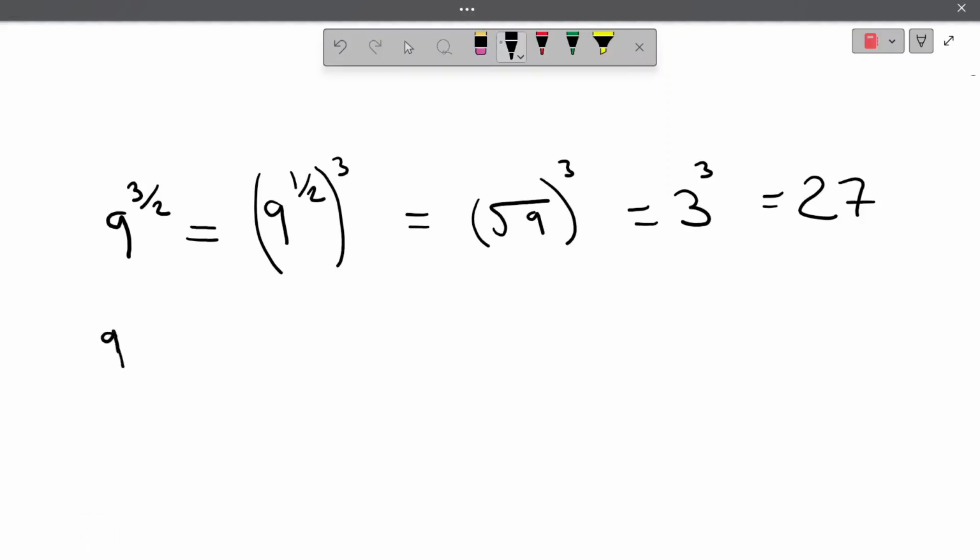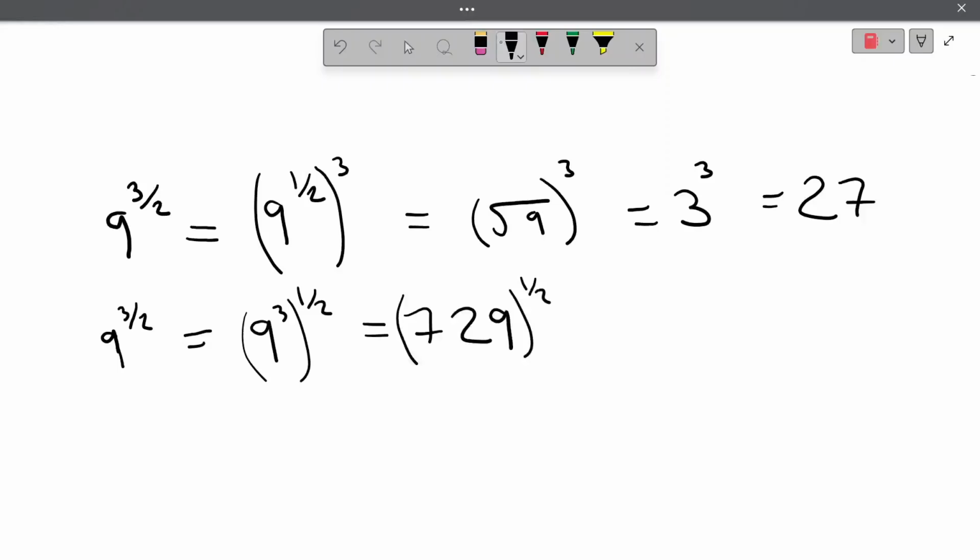Now you can, in theory, go the other way around. So you could have 9 to the 3/2 is equal to 9 cubed to the power of a half. Now that requires you to know 9 cubed is 729 to the power of a half. And then you've got to know the square root of 729, which is 27. Now technically they are both the same process and same thing, I think I prefer the top one with the smaller numbers. I don't know about you.